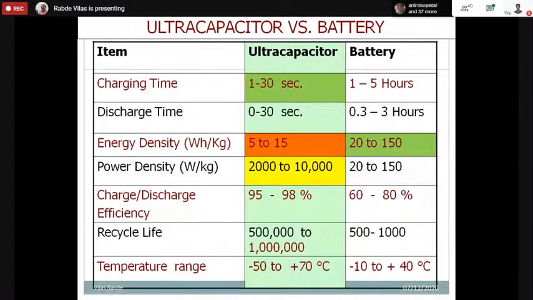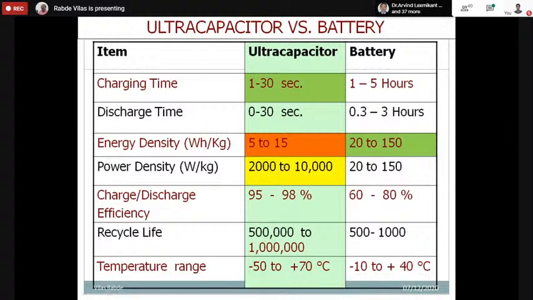But power density, in watt per kg, is 2000 to 10,000 compared to the battery's 20 to 150. That's why whenever you want a punch of energy, especially in the cranking application of a petrol vehicle, you need a very high inrush current while starting the vehicle. That's why the battery sizes are high. Otherwise, for the rest of the applications, battery sizes need not be that high. Normally in a car, you have a 32 ampere hour battery, and in your Honda Activa or similar, you have a 5 ampere hour battery.